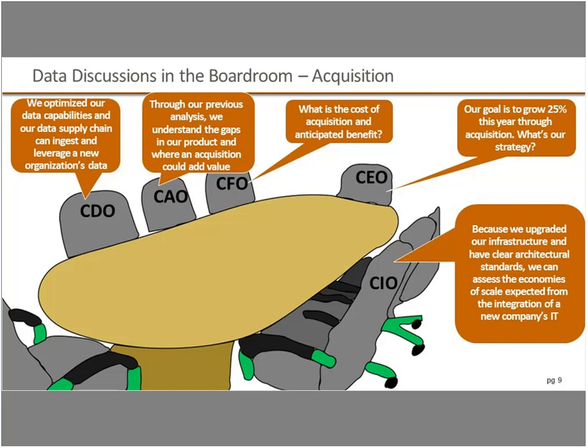So then that needs to be translated into what does it mean from a data perspective, an analytics perspective, et cetera. So a response from the chief data officer could be that, well, we've optimized our data capabilities and our data supply chain, so now we can more easily ingest and leverage a new organization's data to truly get value out of that acquisition. So this is setting up the data infrastructure so that when there is an ingestion of new customer data, new employee data, new product data, et cetera, it can be done smoothly, efficiently, and therefore at the lowest cost possible.